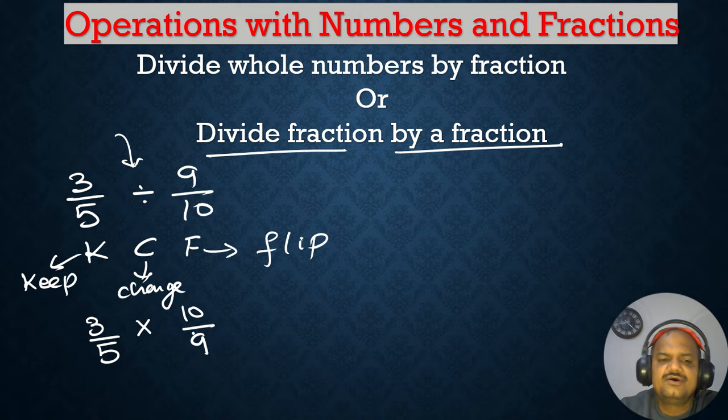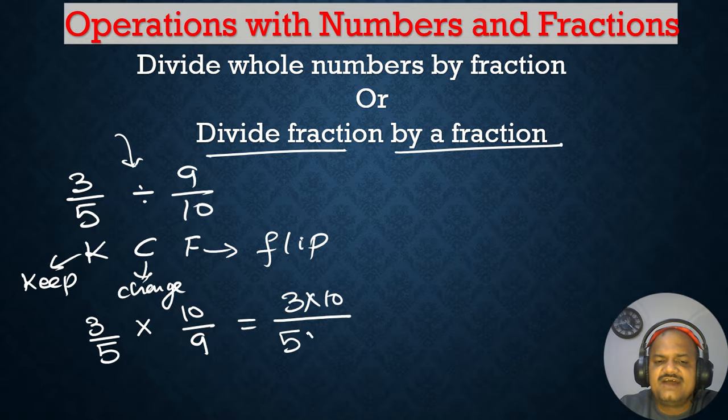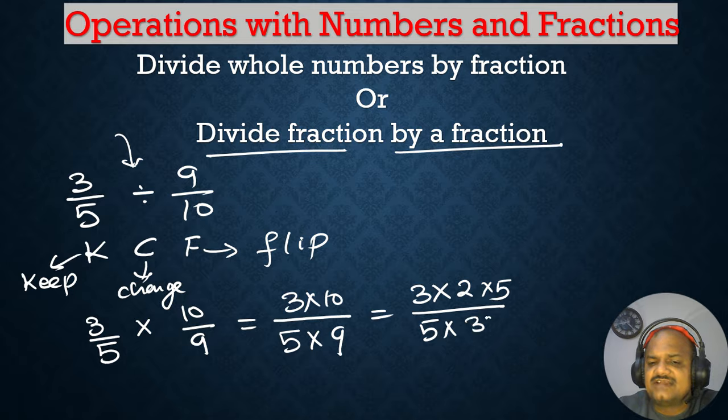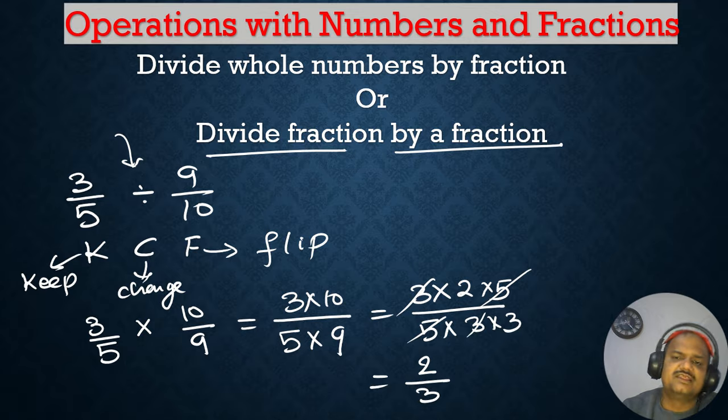10 over 9. Okay. Now you see what number you have in numerator? 3 and 10. What number you have in denominator? 5 and 9. Always you will write in simplest form. So 3 cannot be factored, but 10 can be written as 2 times 5. 9 can be written as 3 times 3. So any number if you see in numerator and denominator same, cancel it. So 3 cancelled, 5 cancelled. So what is left in numerator? 2. What is left in denominator? 3. This is the answer.